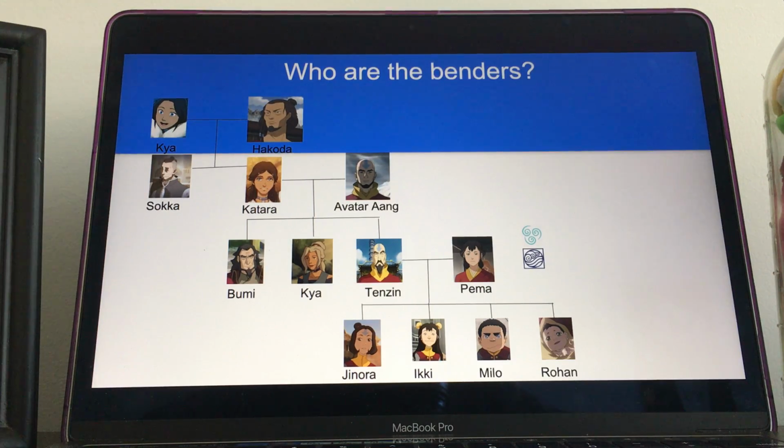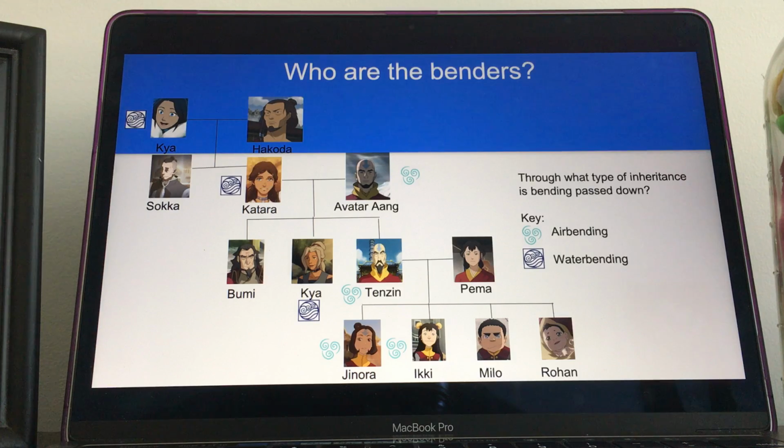Bending is the trait that I've decided to see how the mode of inheritance passes it down. Bending is the ability to manipulate the elements. So Kya, Katara, and Kya from the 3rd generation are all water benders. Aang, Tenzin, Jinora, and Ikki are all air benders.